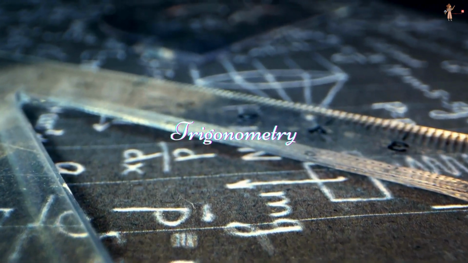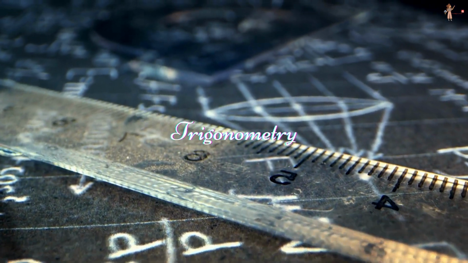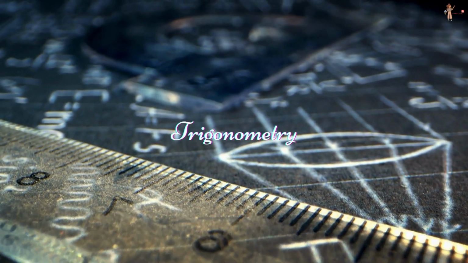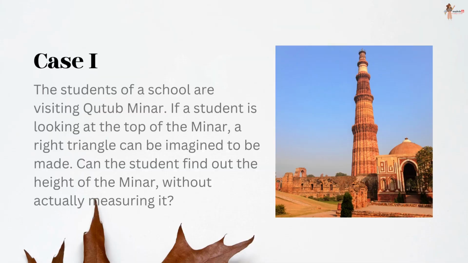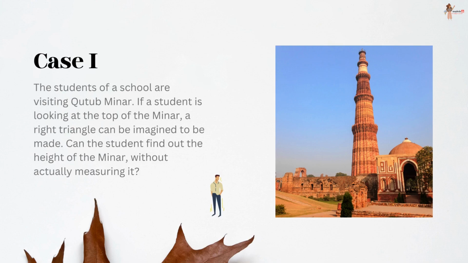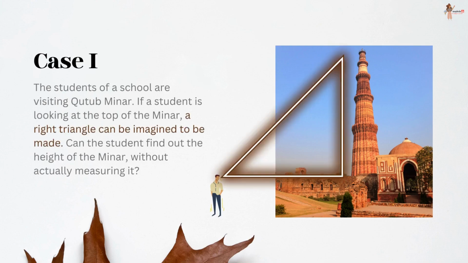Before starting, let's try to get some more sense of what it means and why we use it with the help of these examples. Suppose the students of a school are visiting Qutub Minar. Now, if a student is looking at the top of the Minar, a right triangle can be imagined to be made as shown here. Can the student find out the height of the Minar without actually measuring it?